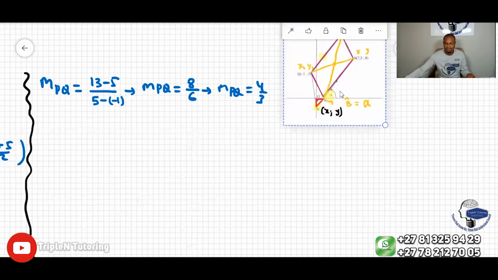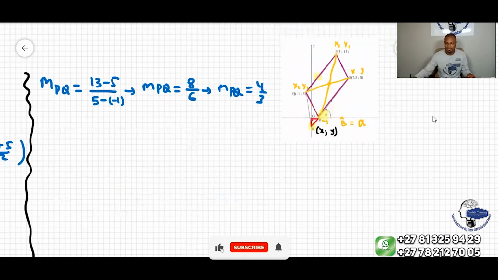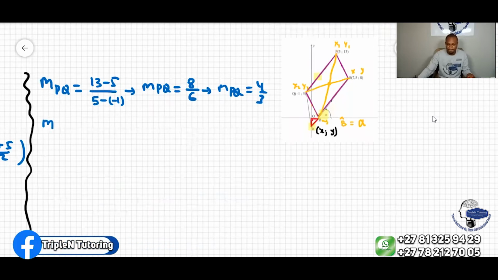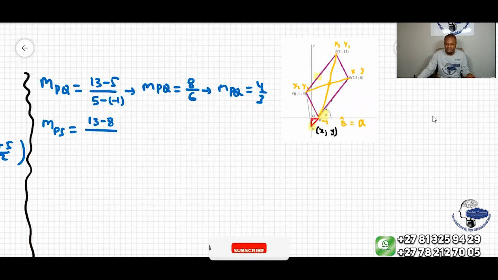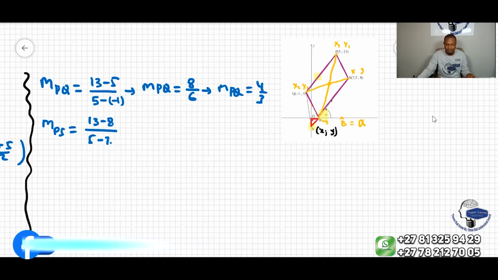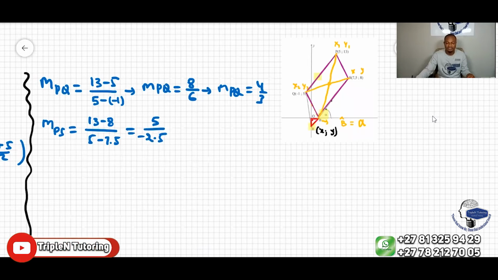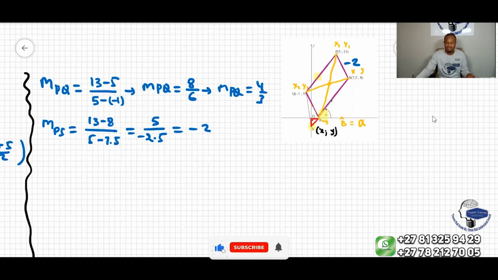Let's see. PS will be what? Dy 13 minus 8 over the x, 5 minus 7.5. This will be 13 minus 8 is 5, and 5 minus 7.5 is negative 2.5, and then this is equal to -2. So this gradient here is -2. Now let's find if this gradient is also -2.